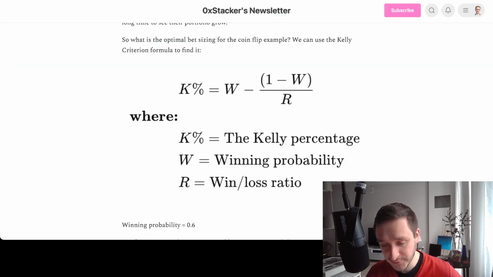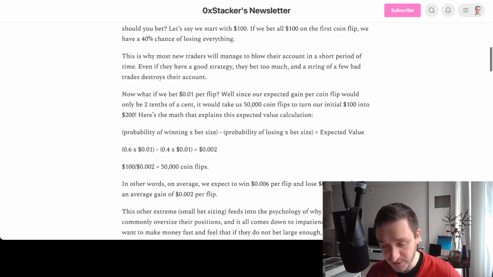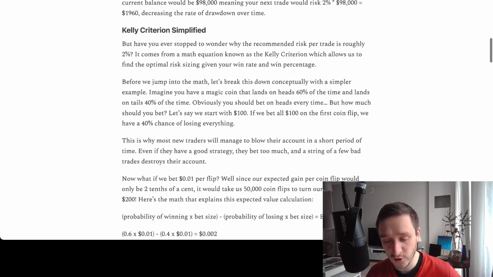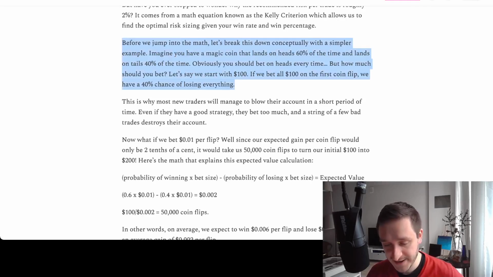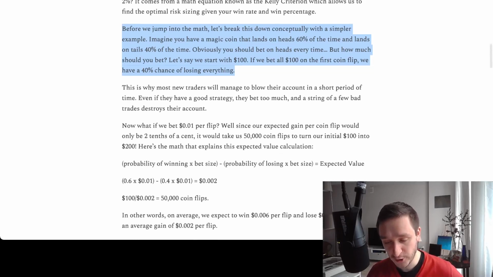So going back to the Kelly criterion, the way to understand it is to go through the example and imagine a scenario where you have the magic coin that basically lands on heads 60% of the time and lands on tails 40% of the time, and then you're betting on heads every time.